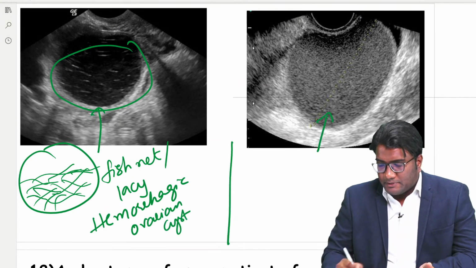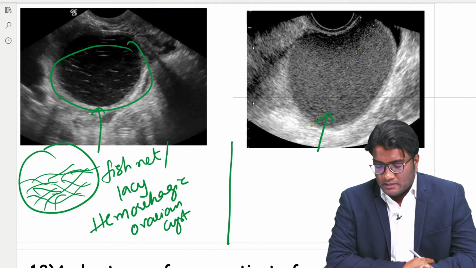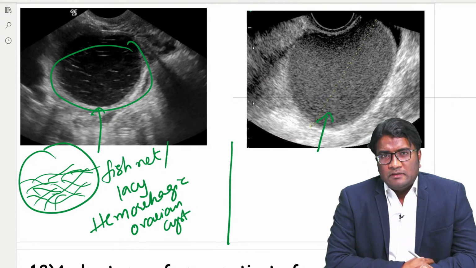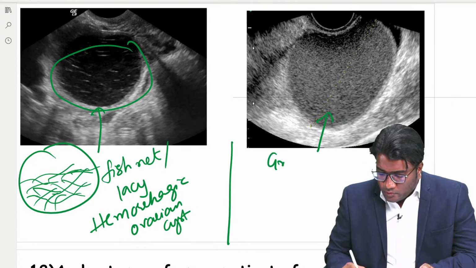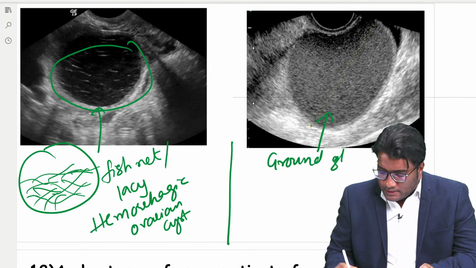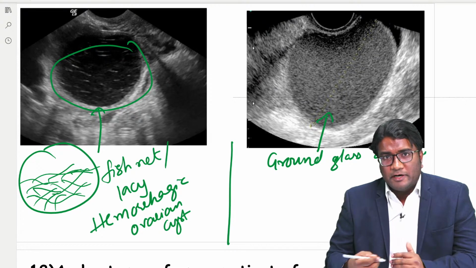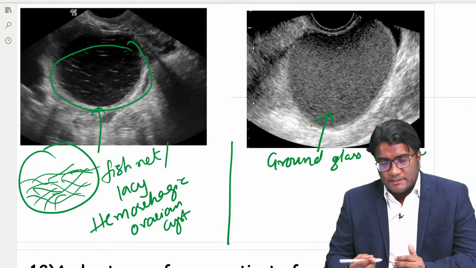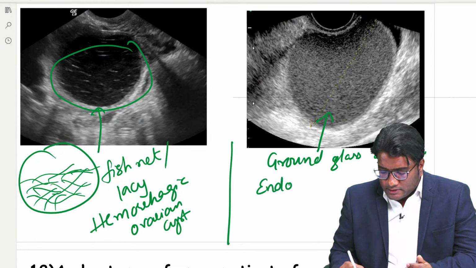What is this image, where you see ground glass appearance on ultrasound in the ovarian cyst, because of a lot of debris inside? In endometrioma or chocolate cyst, you have this ground glass appearance.